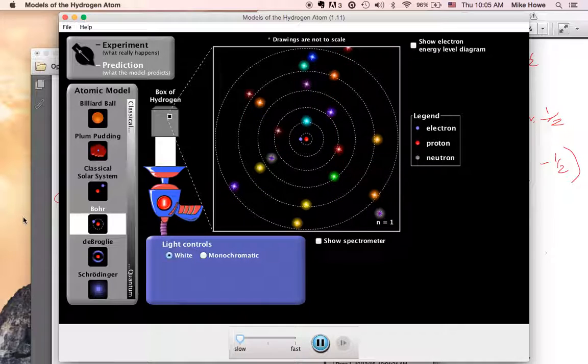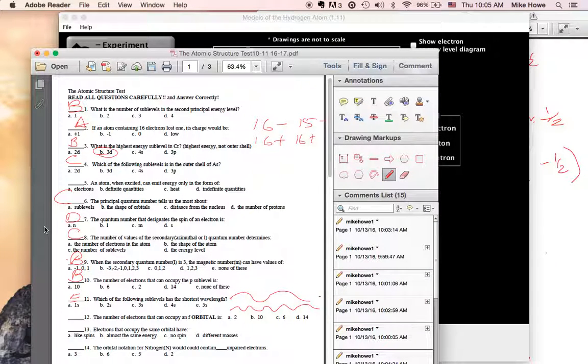All right, so back to number 5, the answer then, an atom can emit energy only in definite quantities, and that was B. All right, we'll pick up later. That was 1 through 11.